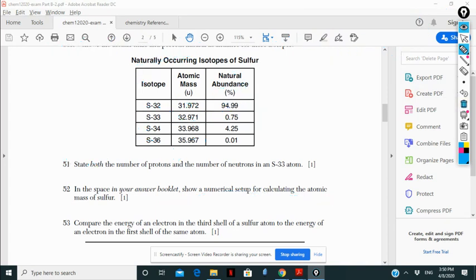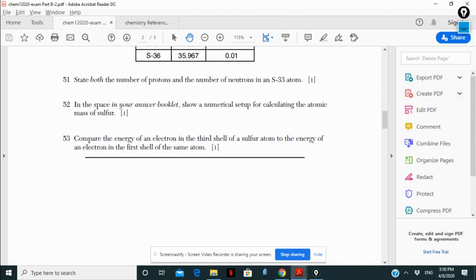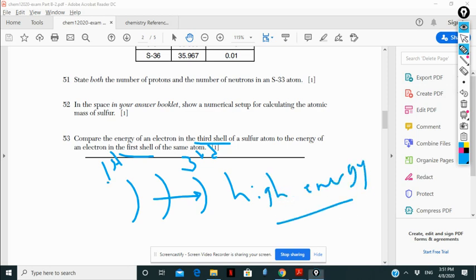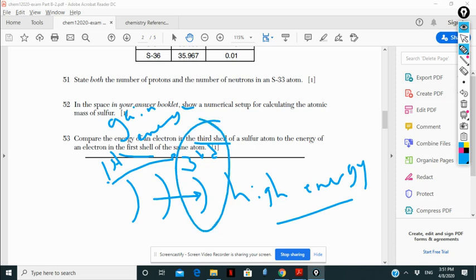Okay, now comparing the energy of the sulfur atom in the third shell to the first shell. So here is the first shell, here is the third shell. To be in the third shell, you should have high energy. If you remember the lesson, to move upward, you have to gain energy. So what does it mean? If you are in the third shell, it means you have higher energy than the first and then the second.